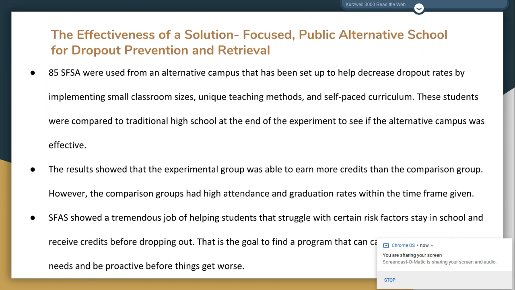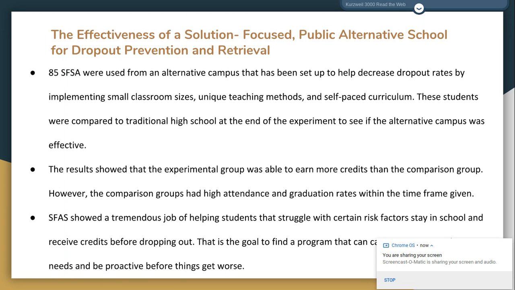This article was about how an alternative campus that focused strictly on students who were near to dropping out helped with the dropout rate. So 85 students from SFSA were used at an alternative campus that was unique in its teaching methods. It was done in a self-paced kind of setting, and the classroom sizes were small. This study compared the results to a traditional high school setting. And with this study, it did show that it decreased dropout rates.